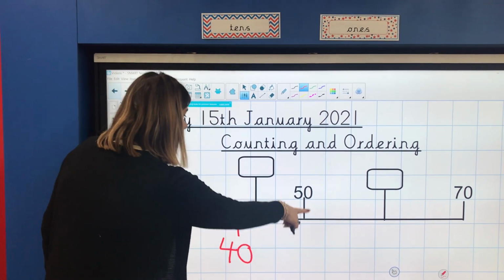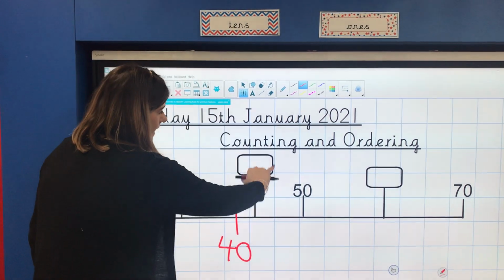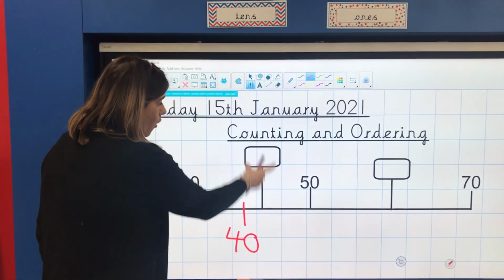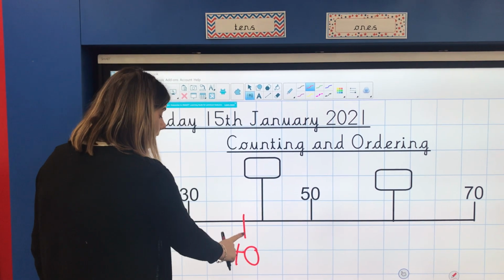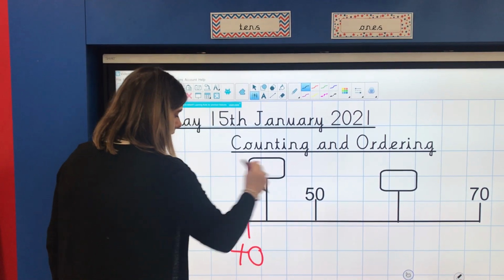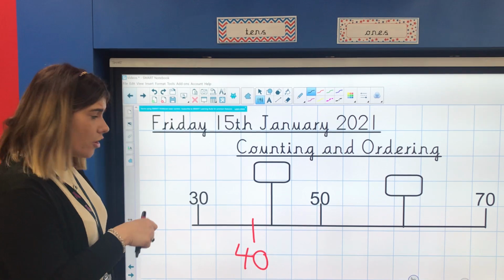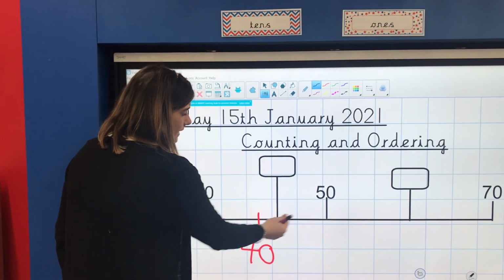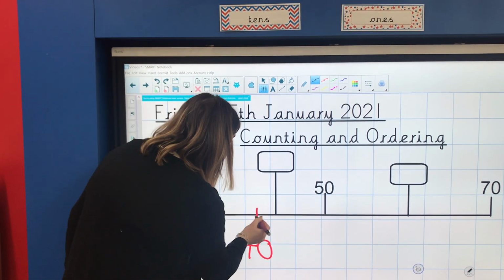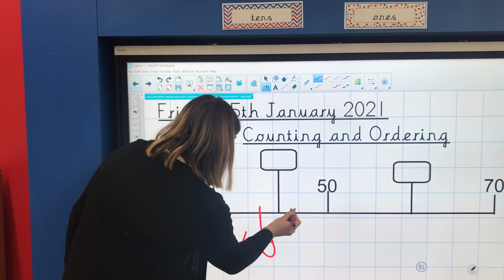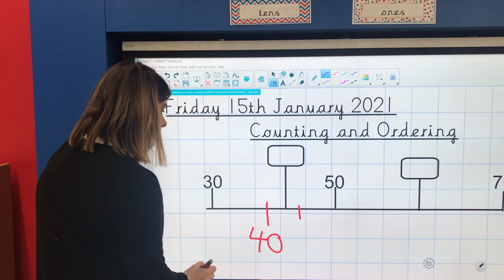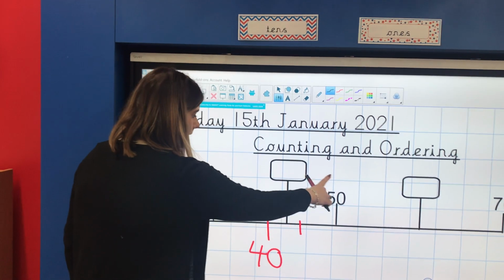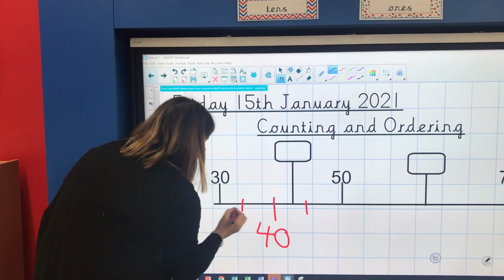30, 40, 50. Now this blank number is asking you to estimate roughly what would go here. So if this is 40 in between 30 and 50, have a little chat with your grown-up and have a think about what number you think would go here. So it's closer to 40 than it is to 50. Let's have a look then at what would go in between 40 and 50. Let's have a look going between these 2 numbers here.